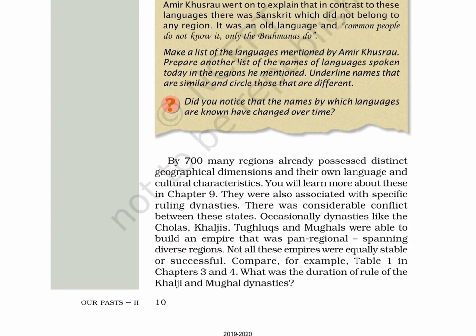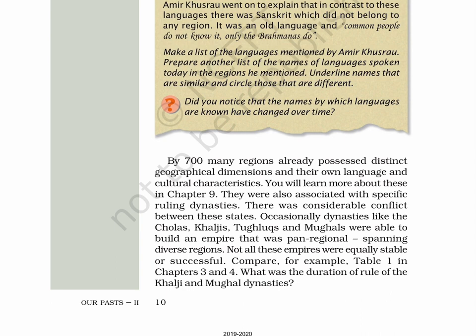Prepare another list of the names of languages spoken today in the regions he mentioned. Underline names that are similar and circle those that are different. Did you notice that the names by which languages are known have changed over time?